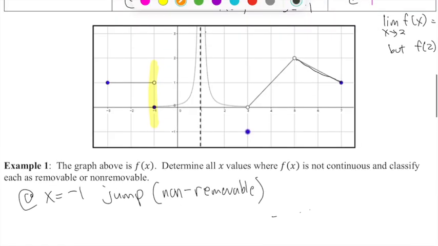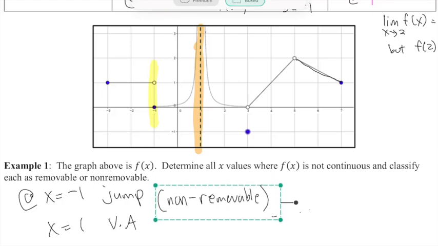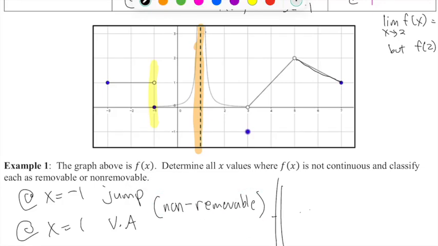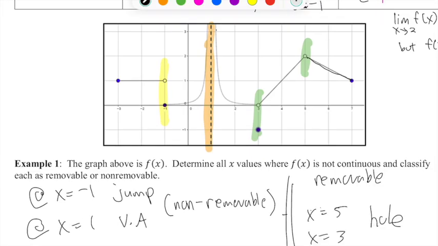Also, at 1, we have a vertical asymptote, which is also non-removable. I'll just put that here. And then next we have our removables, which are our holes, and those occur at x equals 3 and x equals 5. And there is all of the discontinuities.